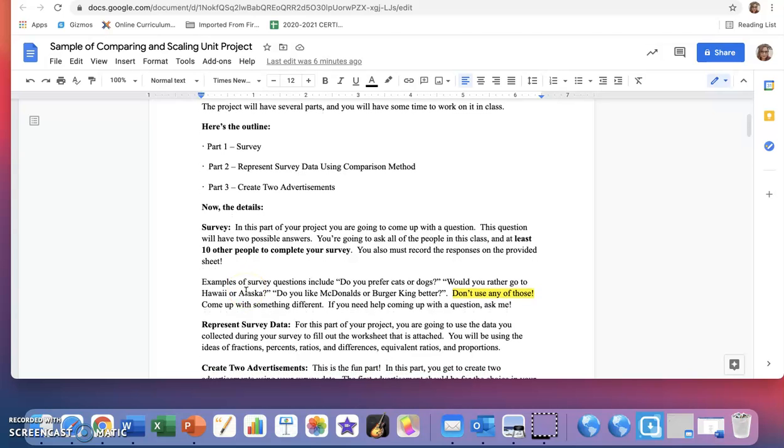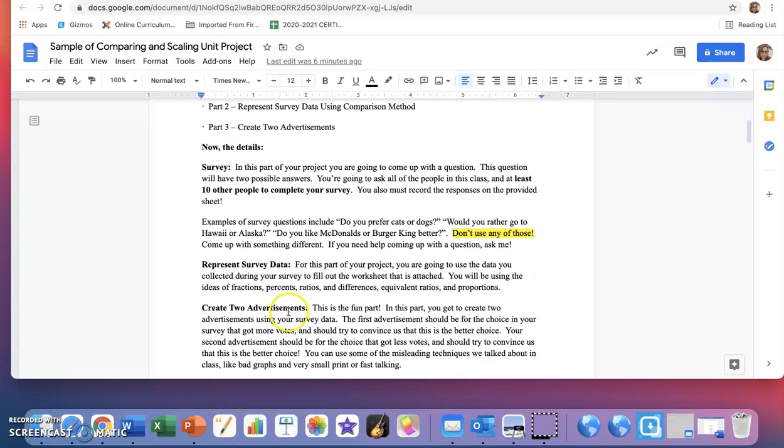Part 2 is represent survey data. And for this project, you're going to use the data that you collected during your survey to fill out the worksheet that is also attached in this document. So you're going to be using the ideas of fractions, percents, ratios, and differences, equivalent ratios, and proportions. Okay, so again, we're going to be doing this part in class.